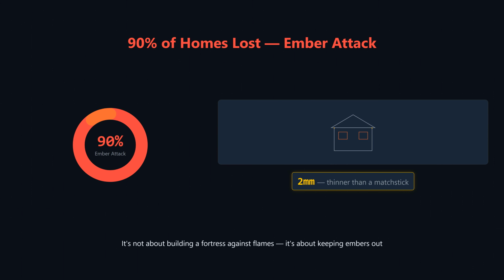And here's the number that should keep you up at night: embers can enter your building through gaps as small as 2 millimeters. That's thinner than a matchstick. This is why even the lowest BAL rating, BAL 12.5, focuses primarily on sealing your building against ember intrusion. Every gap, every vent, every junction. It's not about building a fortress against flames. It's about keeping burning embers out.